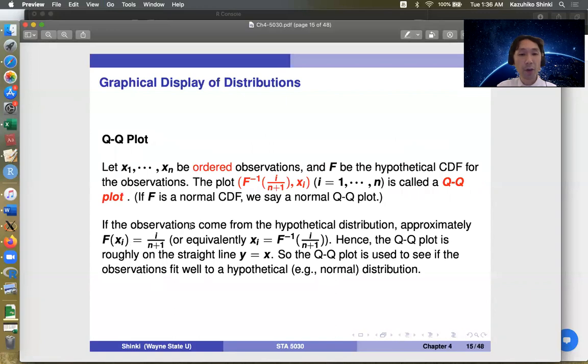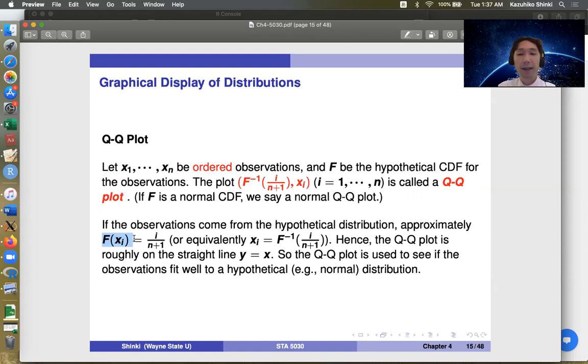In general, if the observations come from the hypothetical distribution F, approximately the capital F of xi is equal to i over n plus 1. Equivalently, xi is equal to F inverse of i over n plus 1. Here F is the CDF. If we have n observations, what is the smallest observation? If we think about the empirical distribution function, that is approximately 1 over n. The second smallest observation is approximately 2 over n, and so on.